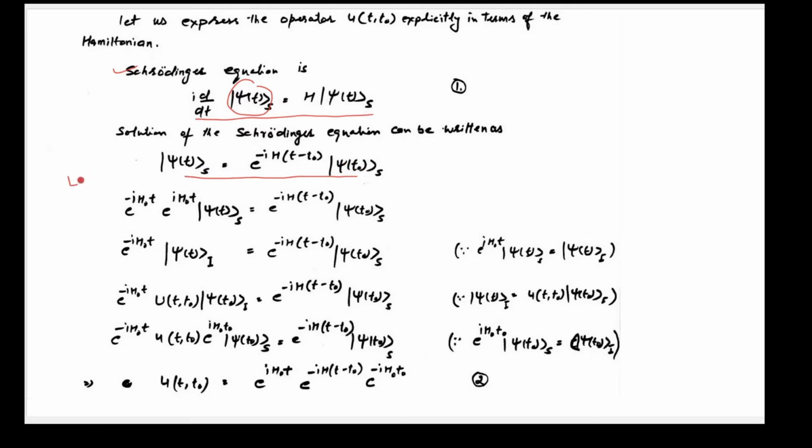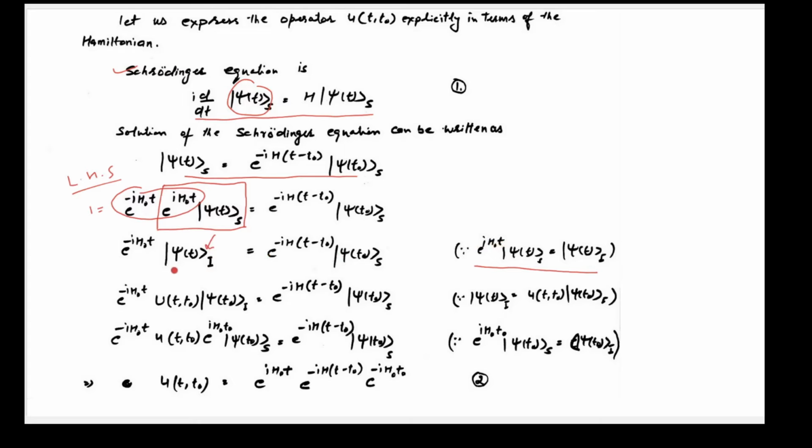Now here on the left hand side we will multiply by this factor, which is equal to 1. Now from here this part will be equal to psi t for interaction picture by this relation. This is the relationship between wave function at t in interaction picture and wave function in Schrodinger picture at t. Here e raised to iota h0 t. So we have used it.